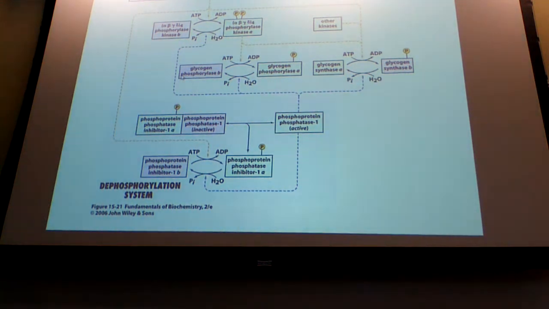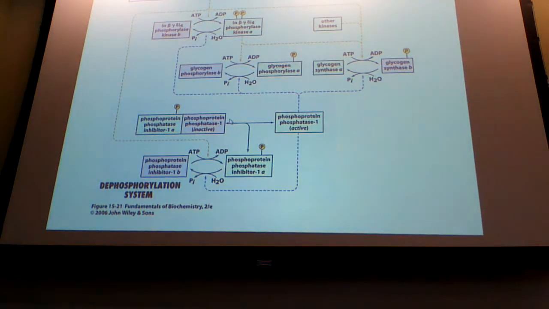Okay. At the same time that protein kinase A is activating glycogen breakdown through the phosphorylase, it is also inhibiting glycogen synthesis because it either directly phosphorylates the glycogen synthase or phosphorylates other kinases that phosphorylate the glycogen synthase, and when the synthase is phosphorylated, it's inactive. Okay. Then we've got this whole phosphoprotein inhibitor and phosphoprotein phosphatase system going on as well.